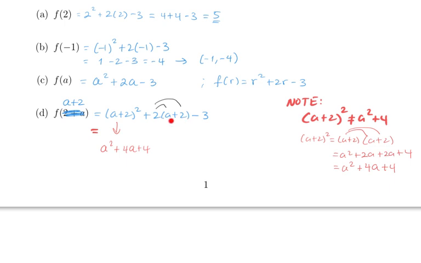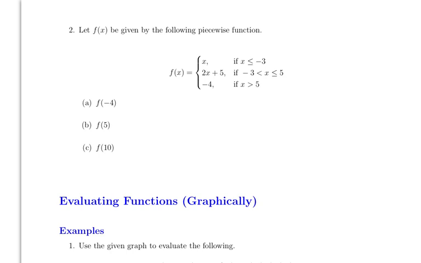And this one, if you distribute, is going to give you 2a + 4. And then you have a minus 3. And then just combine the like terms. So you have a^2, 4a + 2a, that will give you 6a. And then 4 + 4 - 3, that will give you 5. And that's the answer.